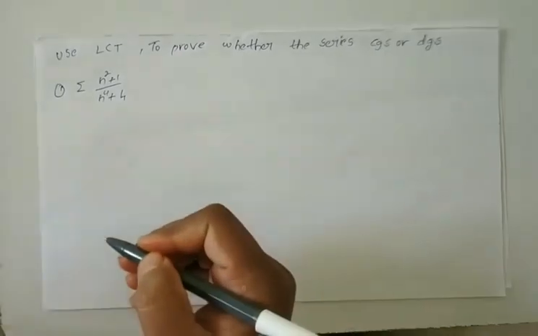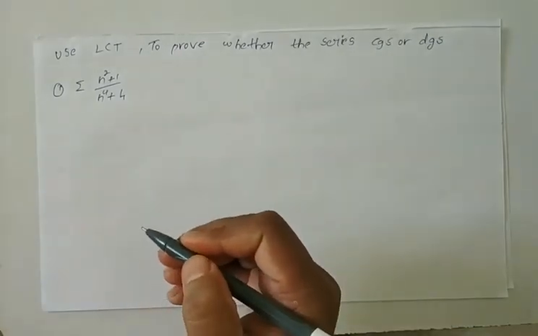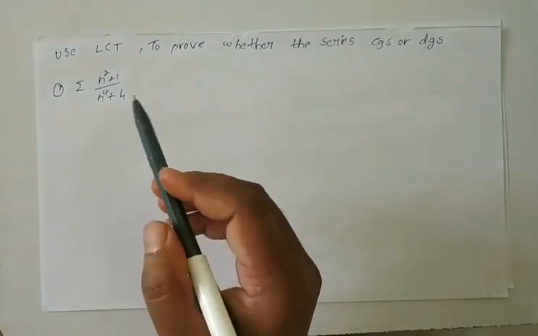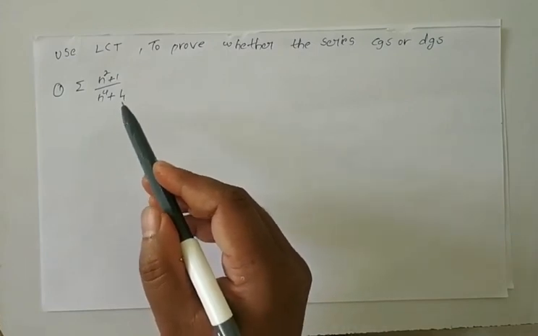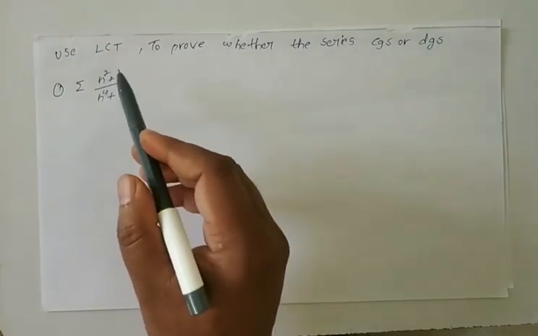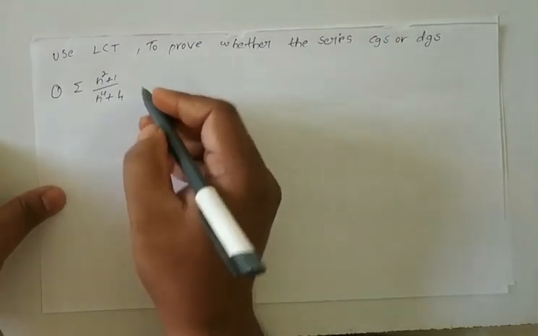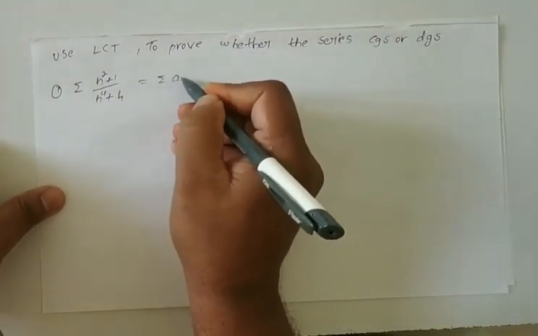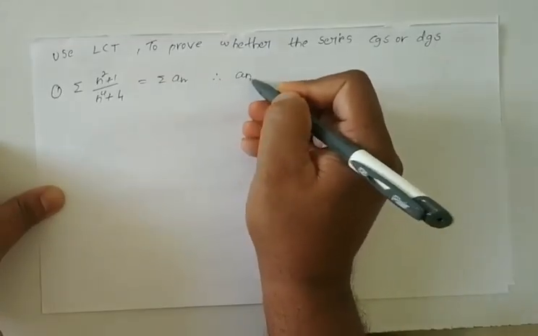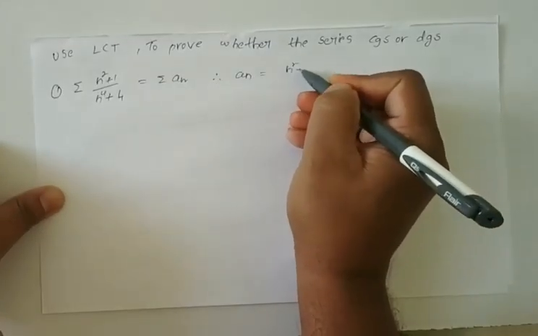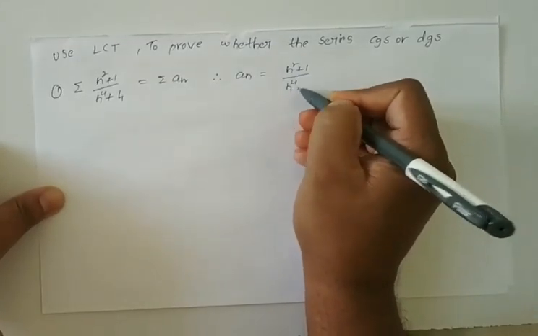Now let us check whether the given series is convergent or divergent by using the limit comparison test. First, let us consider the given series as summation An. Therefore An is equal to n square plus 1 by n power 4 plus 4.